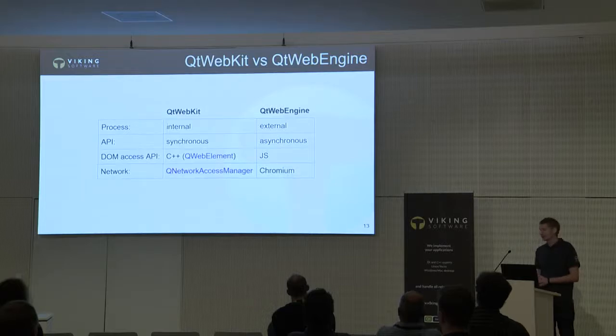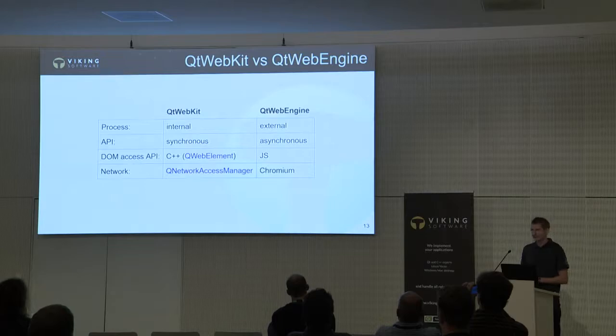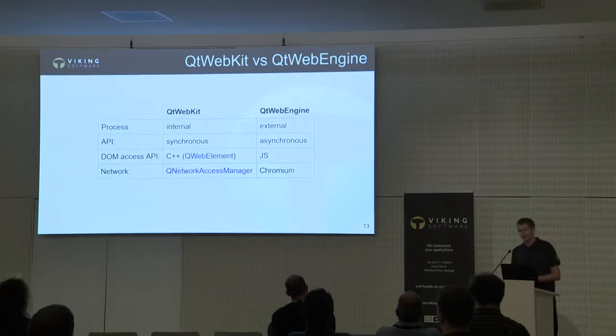And the last but not least, the networking layer. WebKit has direct access to Qt Network Access Manager, so it's not a problem to intercept a request, modify it, and so on. But WebEngine uses the internal implementation of the networking layer provided by Chromium.